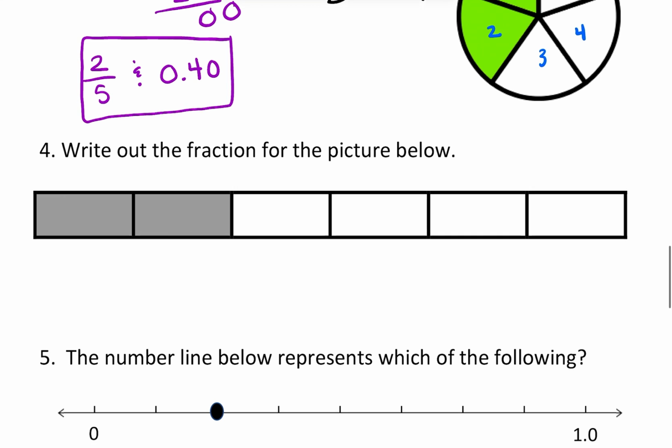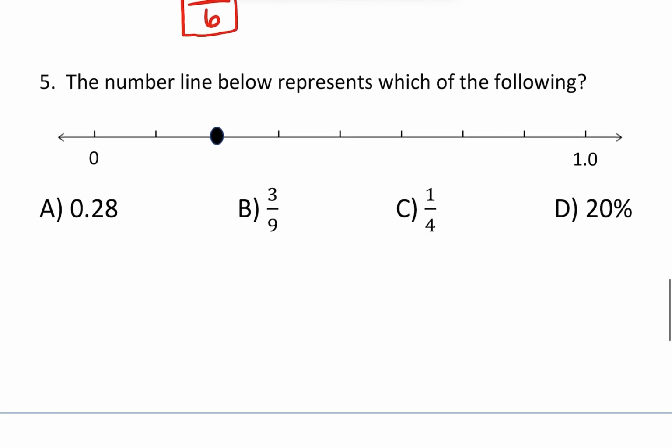All right, number 4. It says write out the fraction for the picture. So fraction should be pretty easy. 1, 2, top number, and then total 3, 4, 5, 6. And it didn't ask for anything crazy. That is my answer. I'm done. That one's easy. It's going to help us on number 5.